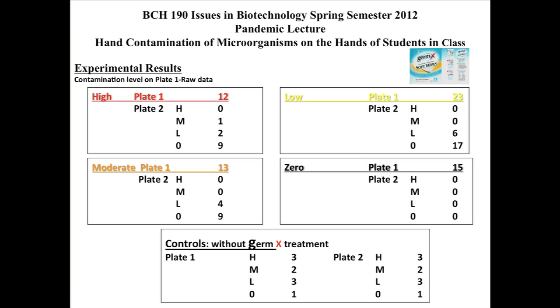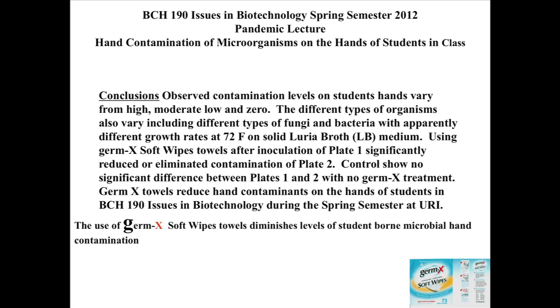And there are the results in numbers, and they reflect what I showed you in the photographs. So the conclusions are that observed contamination levels on students vary, fair enough, from high, moderate, low, and 0. There were different types of organisms that were observed, including different types of fungi and bacteria with different growth rates. Some grew very quickly, some grew very slowly, as you might expect. And what we see is that the Germ-X towels significantly reduced or eliminated contamination on all plates of plate number 2.